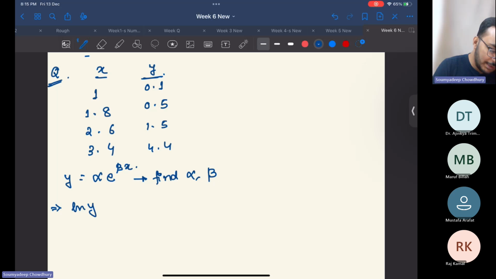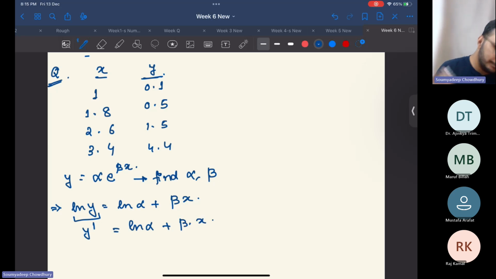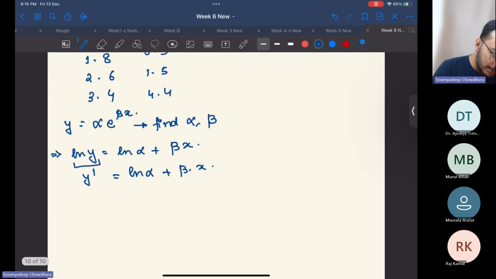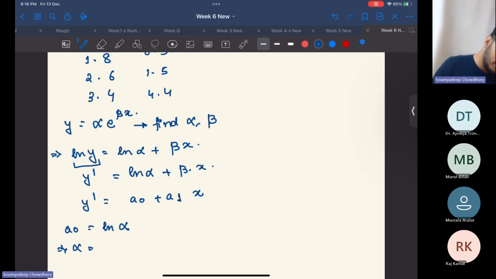As I told, it is basically ln y equal to ln alpha plus beta x. So we have to find ln y, call it y dash, equal to ln alpha plus beta into x. If you replace y dash equal to a naught plus a1 x, then from linear regression you find a naught and a1 using the normal formula. Then you substitute a naught equals ln alpha, so alpha equals e to the power a naught, and your beta will directly be equal to a1. So this is the idea.